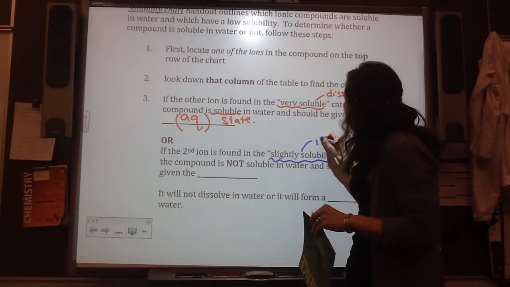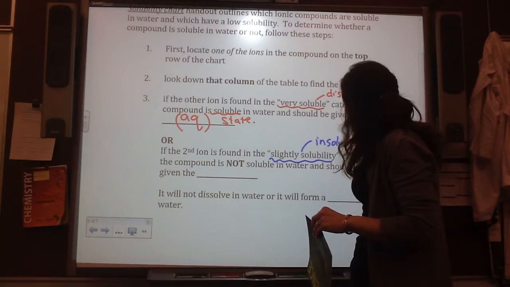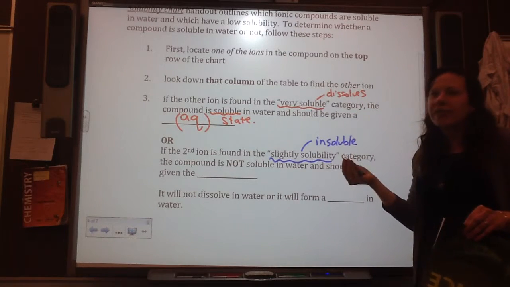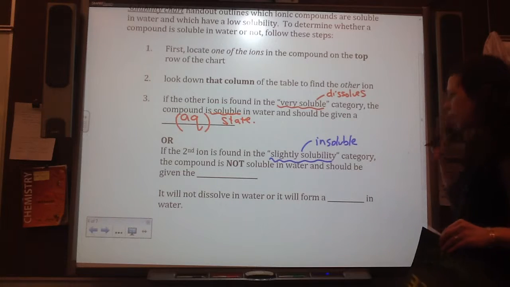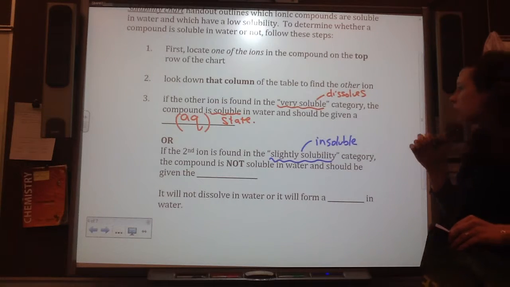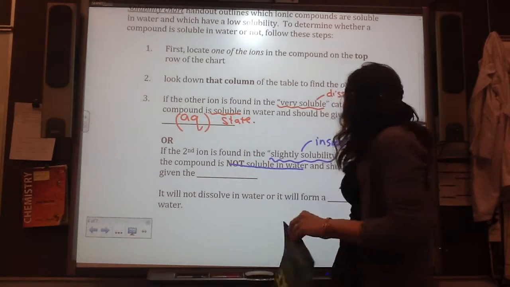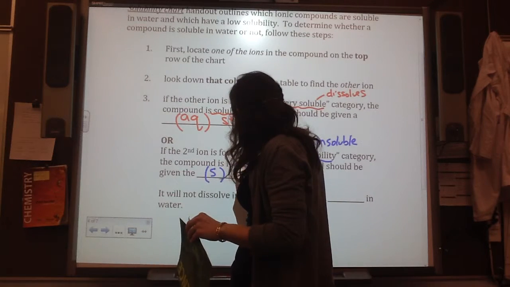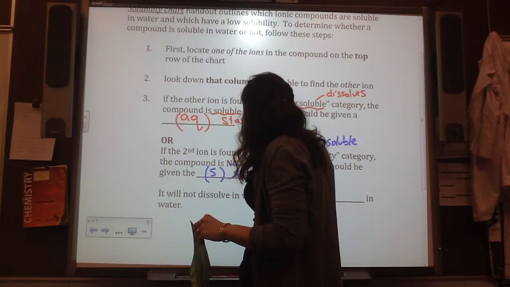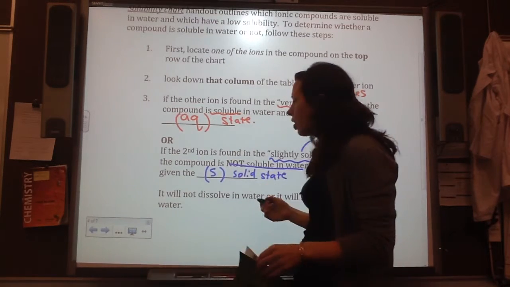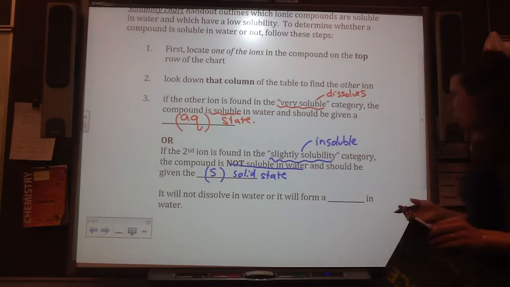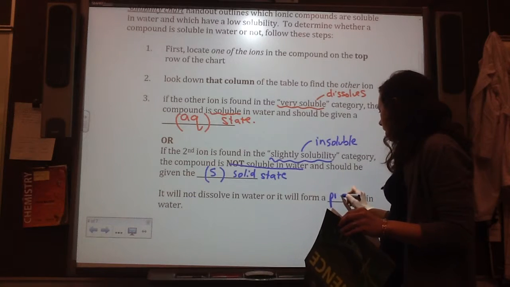Now, if the second ion is found in the slightly soluble, okay, so that means not very much, or insoluble. Slightly soluble, they're just kind of saying it's not very much, so that's kind of insoluble. So it's not soluble in water and should be given solid. So the solid state. Because it won't dissolve, it will still stay. It will not dissolve in the water, or it will form a precipitate.